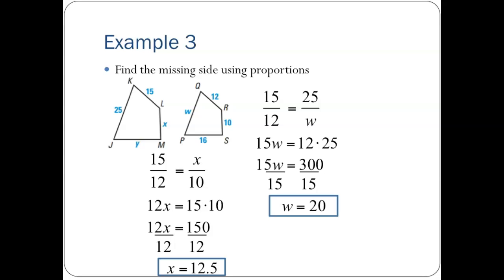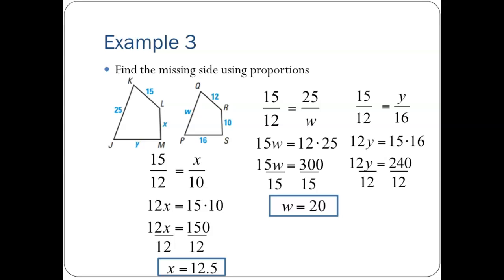All right, lastly, let's solve for y. So again, 15 over 12 is equal to, and now we're solving for y, so this will equal y over the corresponding side on this side, which is 16, so y over 16. Cross multiply, so we have 12 times y equals 15 times 16. So that gives us 12y equals 240. Divide both sides by 12, and we get y is equal to 20. So we solved for x, w, and y.